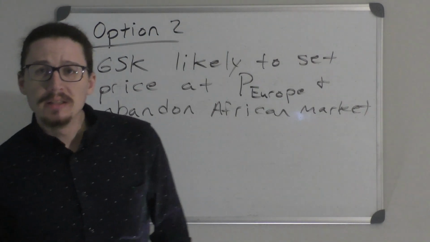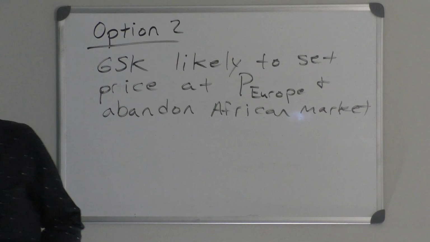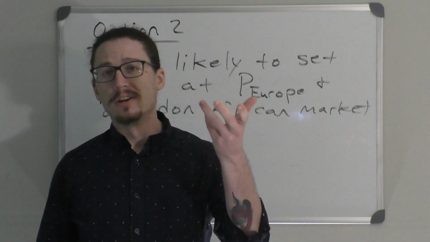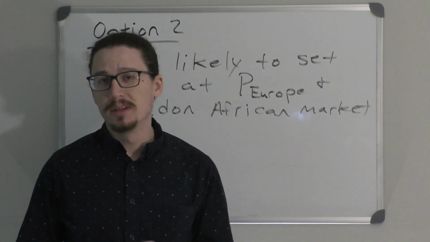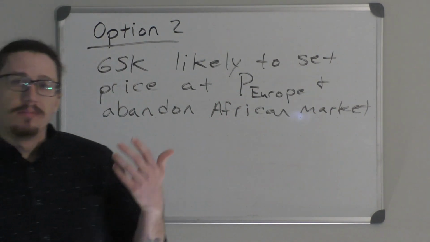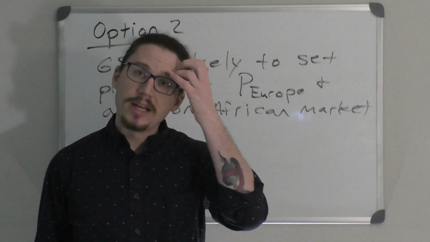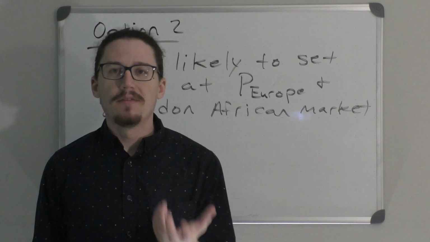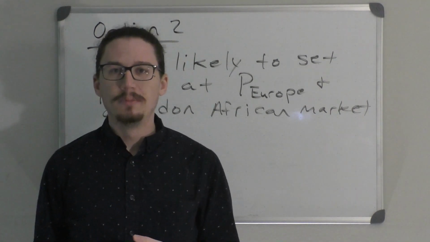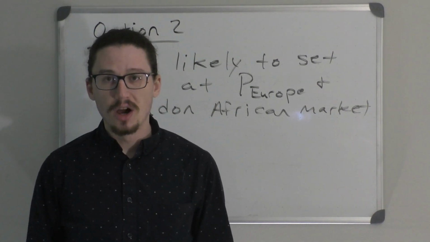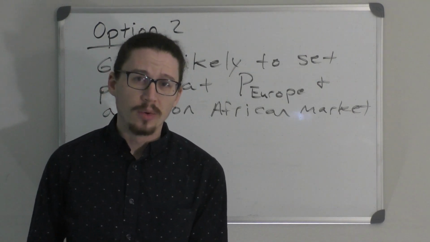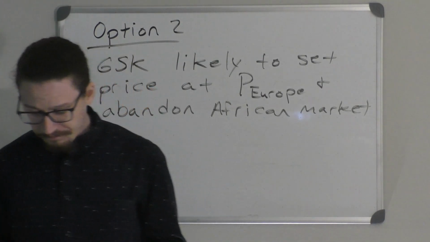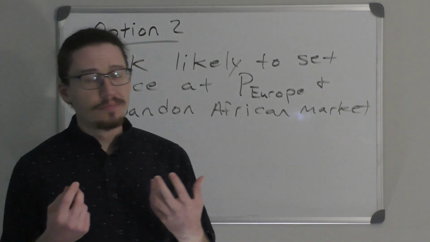In this scenario, Europeans are no better off than they were. They aren't seeing their surplus increase. They're still paying the same price for Combivir as they were with price discrimination. And Africans are definitely worse off because they no longer have access to the drug, or at the very least, only the very wealthy would have access to the drug.